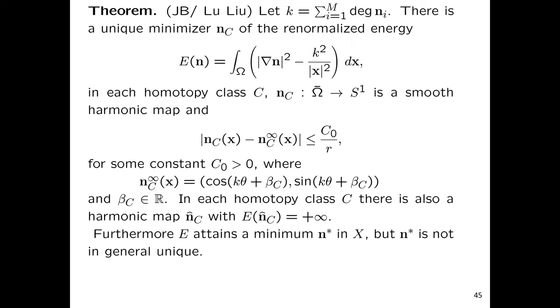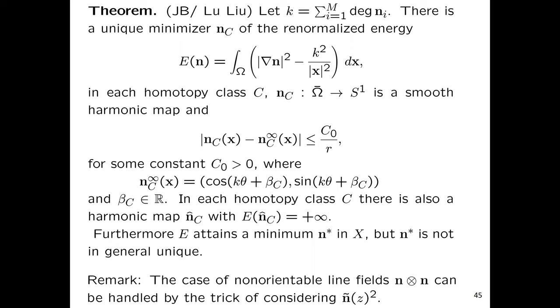It's because K is the total degree, and you have an estimate that the norm is bounded by something over R. And in each homotopy class, there's also a harmonic map, with this being finite, with this being infinite. And it attains a minimum in the whole space, but the minimum is not generally finite. I can go through the details of this, but it uses essentially this Carbou trick. And the case of non-orientable line fields can be handled here by just considering n tilde squared, instead of n, the trick for non-orientable fields.